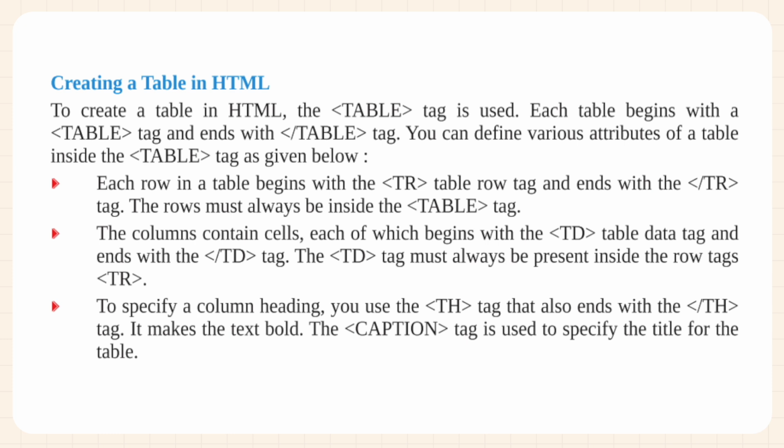Each row in a table begins with the tr (table row) tag and ends with the tr end tag. The rows must always be inside the table tag. The columns contain cells, each of which begins with the td (table data) tag and ends with the td end tag. The td tag must always be present inside the row tags tr. To specify a column heading, you use the th tag that also ends with the th end tag. It makes the text bold. The caption tag is used to specify the title for the table.